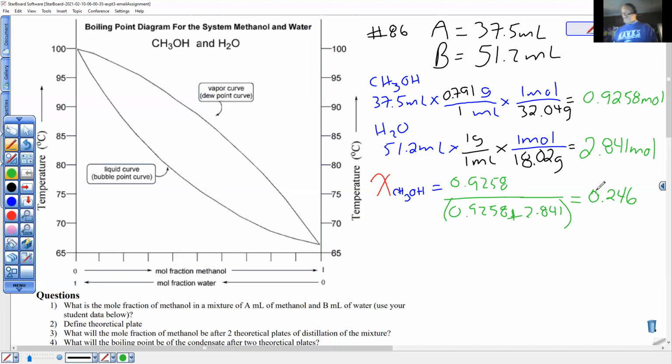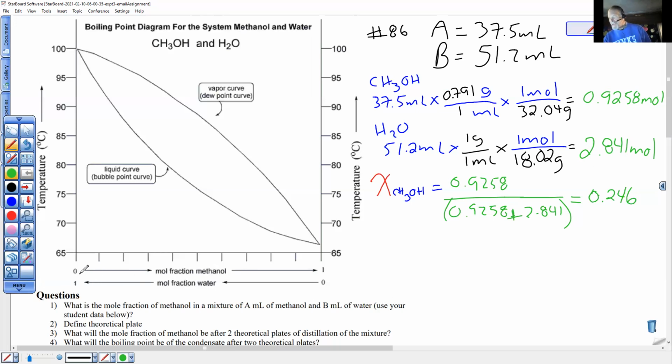That's the number we need to use on this graph, both in this email assignment and then when you do the email assignment again on the midterm exam, and most likely again on the final exam. Yes, this is important. So I need to go to 0.246 mole fraction of methanol.